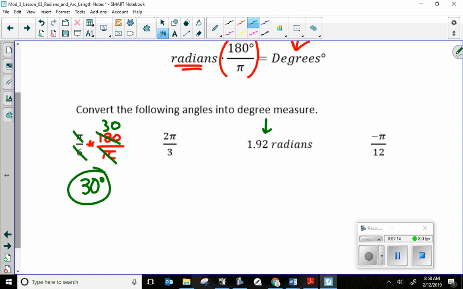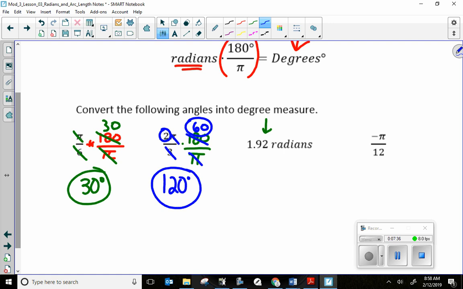Oh, this is simpler. I love it. So times 180 over pi. Oh boy, my pi's cancel. 3 goes into 180 60 times. So now I have 2 times 60. That's 120 degrees.